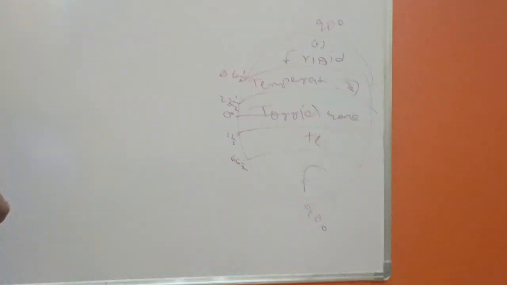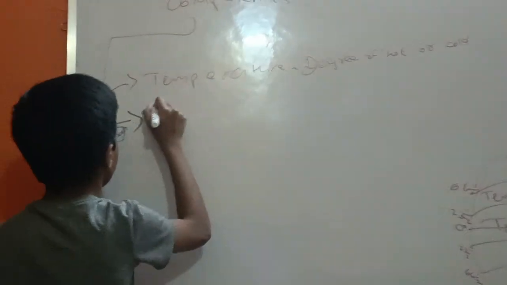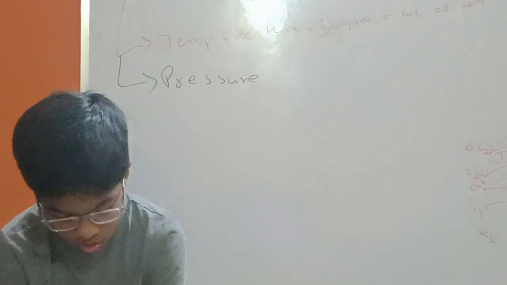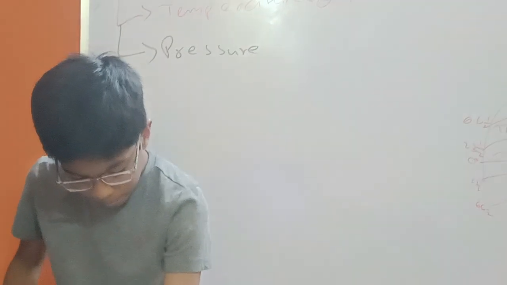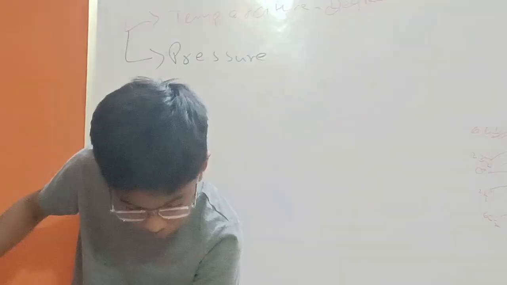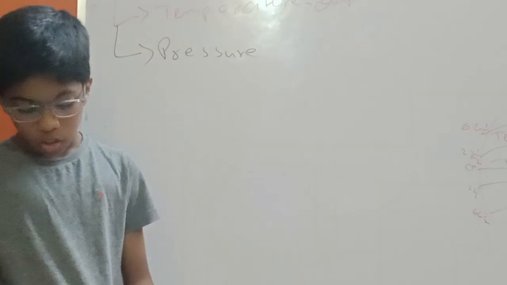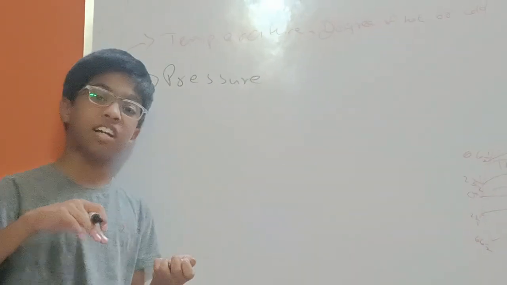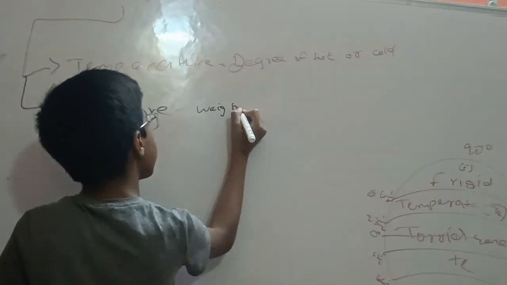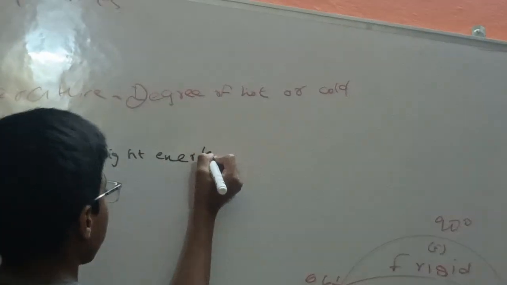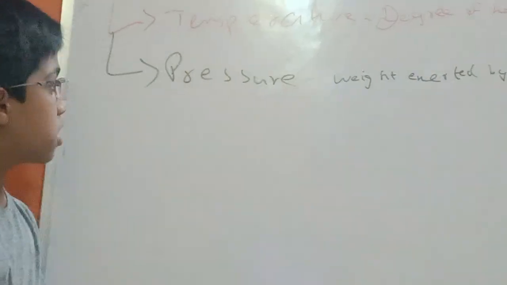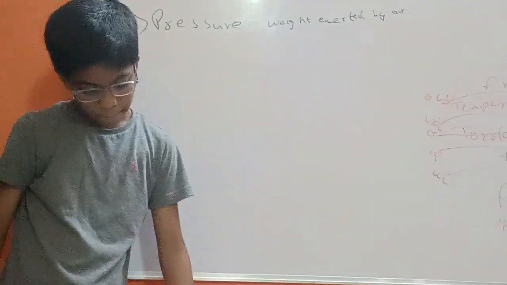Next, pressure. Air has some weight, right? The weight which air exerts on us is known as the atmospheric pressure or air pressure, measured by the barometer in the sea.